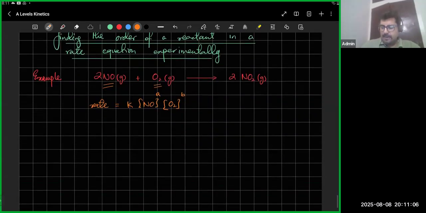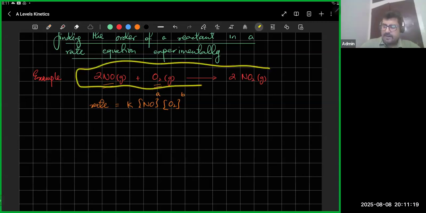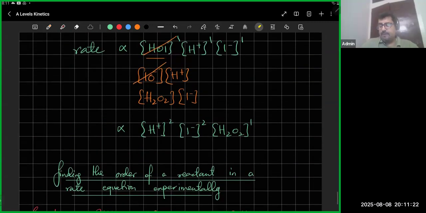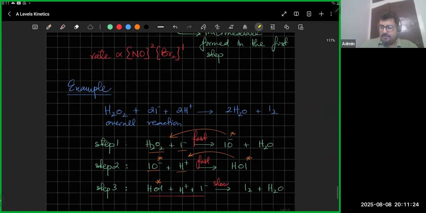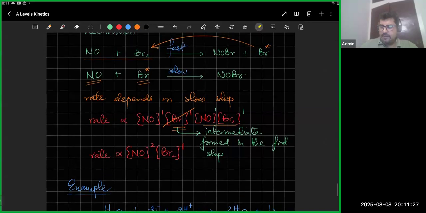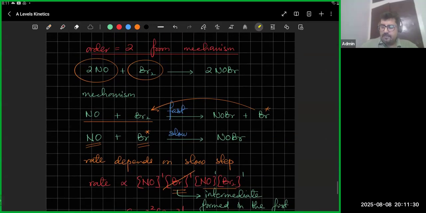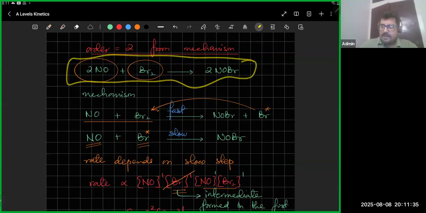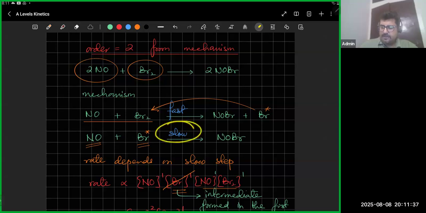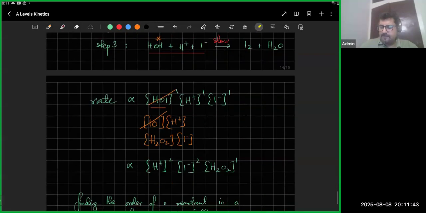So I need to find out A and B. If they had given me the graph, if they had given me the half-life values, I would have figured out the order. If they had given me the mechanism, I would have been able to. The original equation is kind of irrelevant, right? You can remember when we were doing how to figure out the order with respect to mechanisms. I told you, well, the original equation is completely irrelevant. Okay, the rate depends on the slow step.